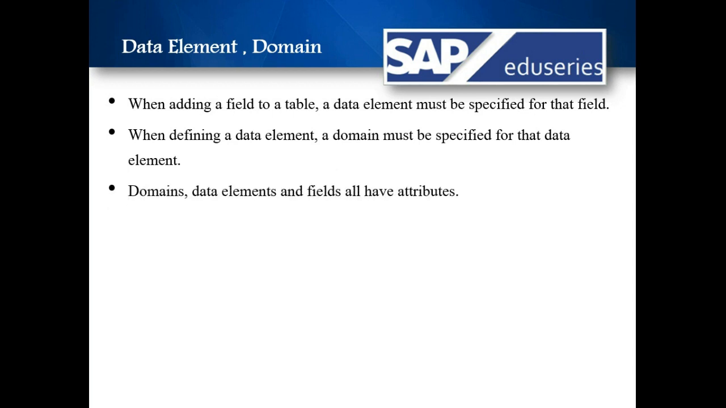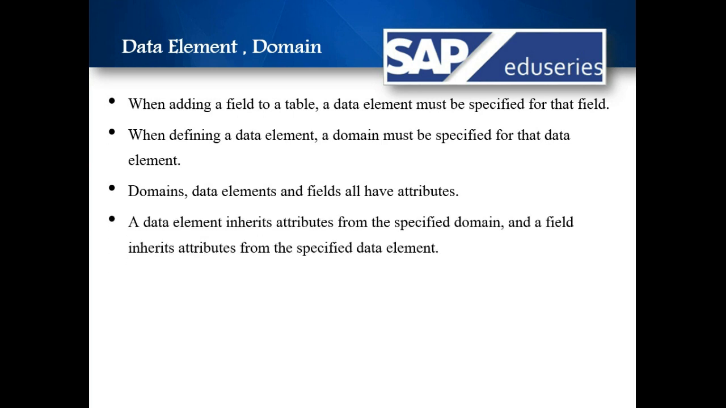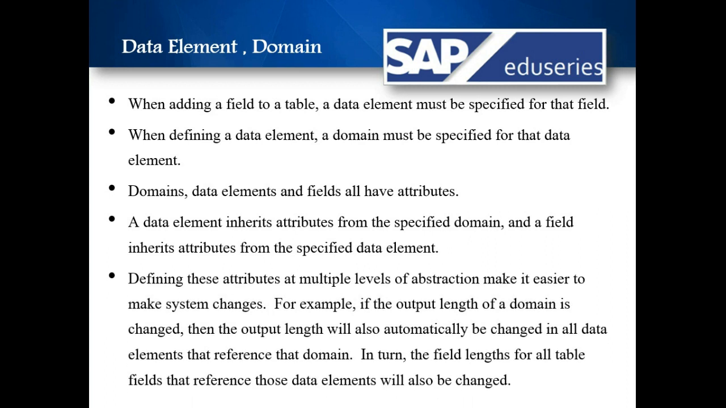Domains, data elements and fields all have attributes. A data element inherits attributes from the specified domain, and a field inherits attributes from the specified data element. Defining these attributes at multiple levels of abstraction makes it easier to make system changes. For example, if the output length of a domain is changed, then the output length will also automatically be changed in all data elements that reference that domain. In turn, the field lengths for all table fields that reference those data elements will also be changed.